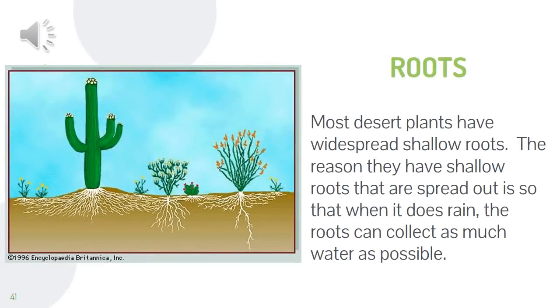Most desert plants have widespread shallow roots. The reason they have shallow roots that are spread out is so that when it does rain, the roots can collect as much water as possible. So water would be the resource that the plants are really competing for in the desert, and so you're not often going to see a lot of plants really close together, and their roots are going to spread out in that space, and so when it rains, there's more roots out close to the surface that can collect as much rainwater as possible.